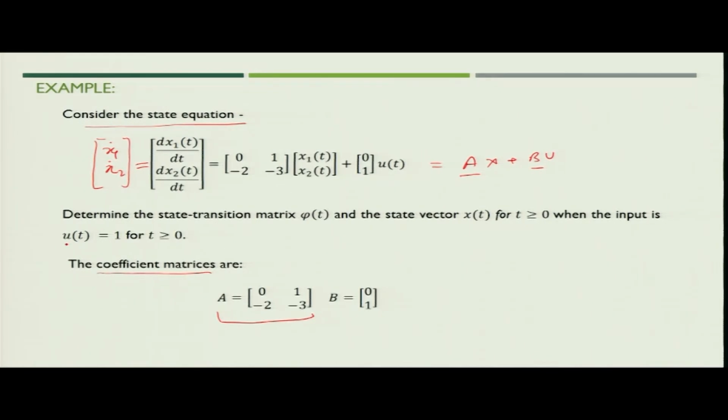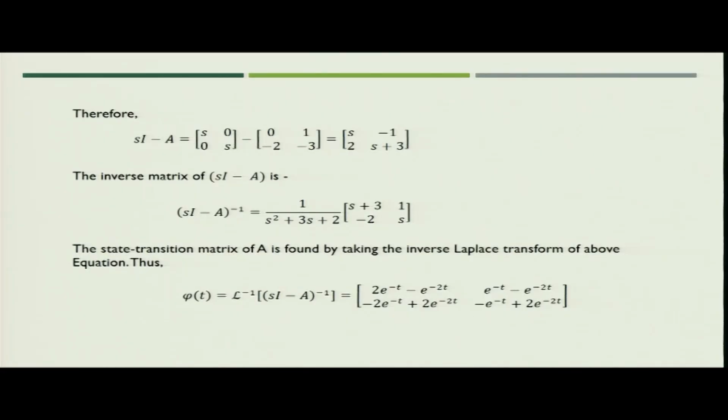In the question it is given that u(t) is equal to 1 for t greater than or equal to 0, that is why this is 1. So, now we need to find out first the state transition matrix. So, what will be the state transition matrix? First, let us try to find out the value of sI minus A. So, when we get the value of sI minus A, we get (s plus 1) into (s plus 2).